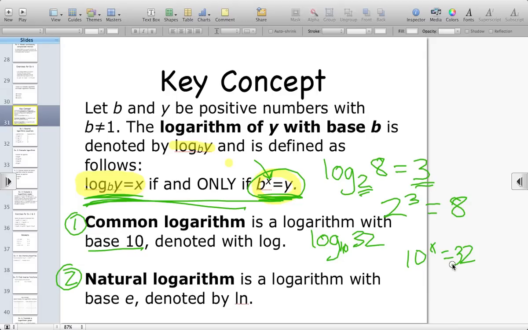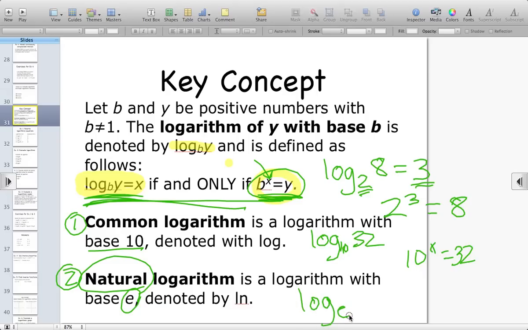And then we have what we call the natural logarithm. So we had exponential functions that had the Euler number e. Now the natural logarithm is basically the log, but the base number is e.